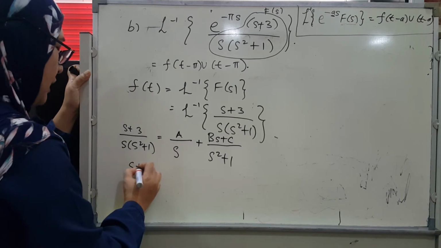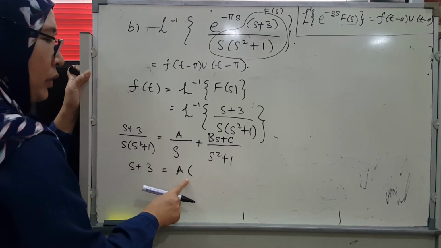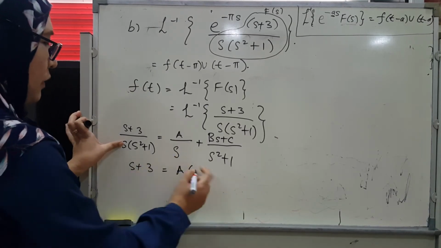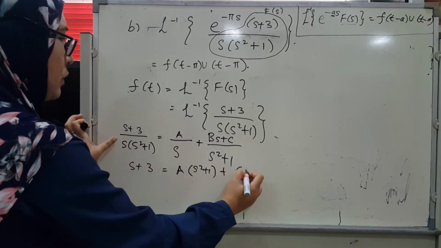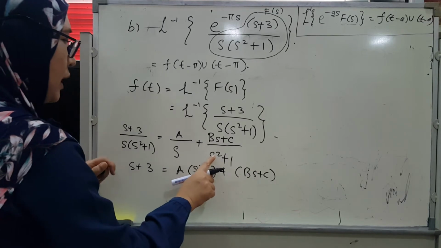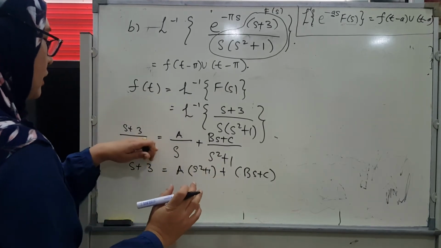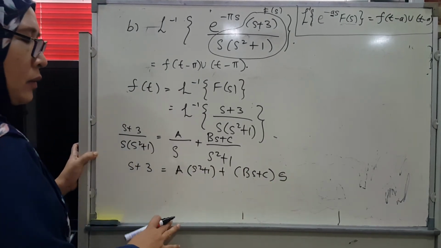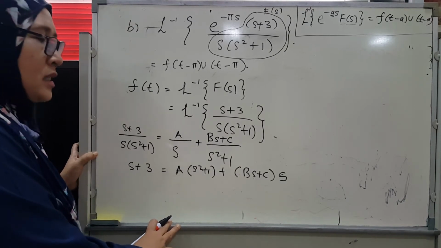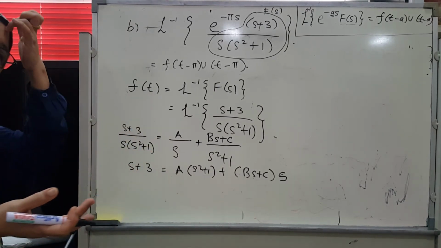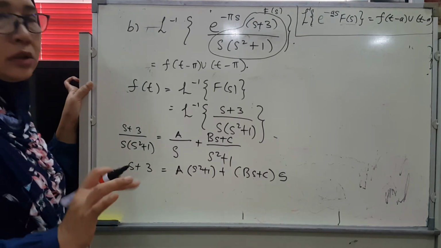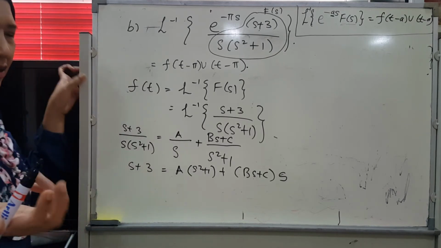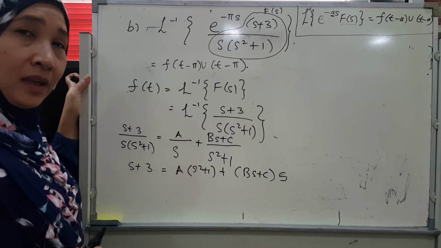Okay, so we just equalize the numerators. For A, we have s over here, we cover s, so s squared plus 1. For Bs plus C, we cover s squared plus 1, so s multiplied by s. Now we do the elimination first, because this is a combined technique. When we deal with the quadratic, we have to use both techniques, elimination in order to find the constants, and also compare coefficients.